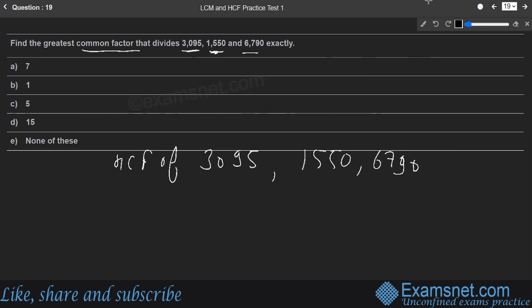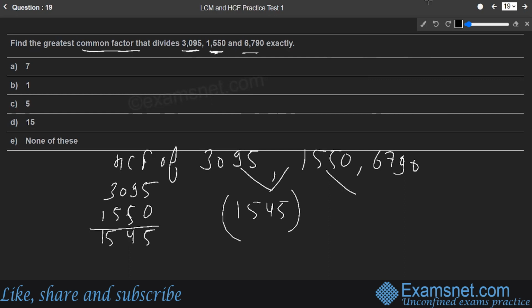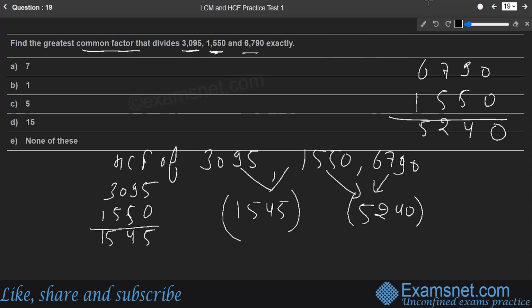For finding the HCF, we can always find the differences between any two numbers. So let us subtract. One subtraction can be 3095 minus 1550. If you subtract, one difference between these two is 1545. Let us find the other difference. The numbers are 6790 minus 1550. If you subtract, the other number is 5240. So these are the two numbers that we get.